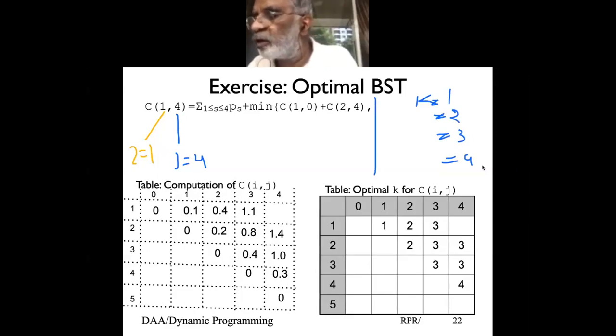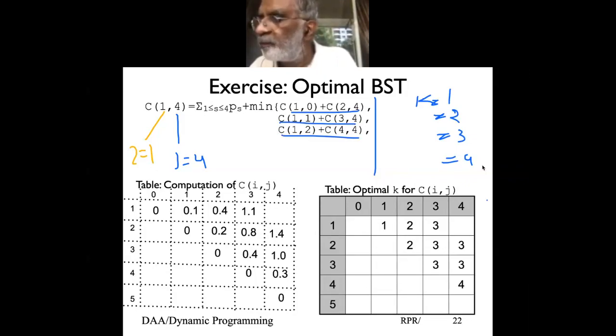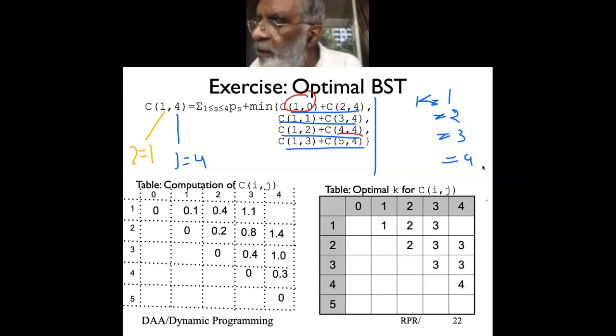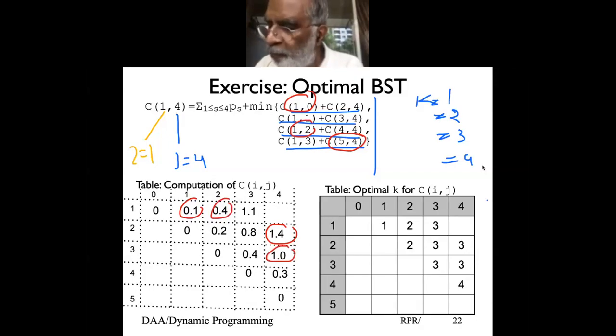So this is k is equal to 1. Then I get k is equal to 2. Then I get k is equal to 3. Get k is equal to 4. Find the min of all these. And you know that this is 0. This is 0. C24 we know. C11 we know. C34 we know. We know C12. We know C44. We know C13. So we look at what we know.